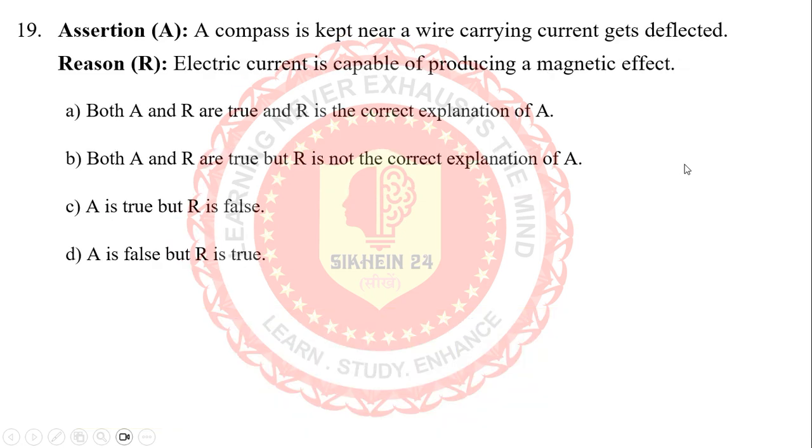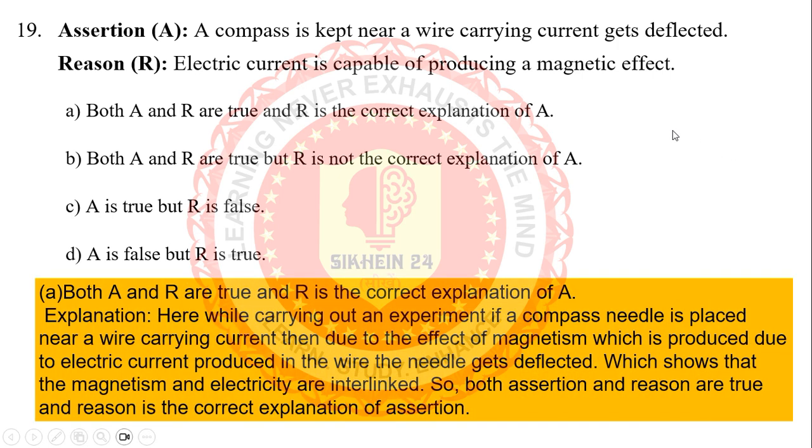Next question. It is also assertion and reason. Assertion: a compass kept near a wire carrying current gets deflected. Reason: electric current is capable of producing a magnetic field. So what would be the answer? Let's see. Yes, A is the correct answer. When you apply or pass electric current in the wire, it produces a magnetic effect. So A is the correct answer.